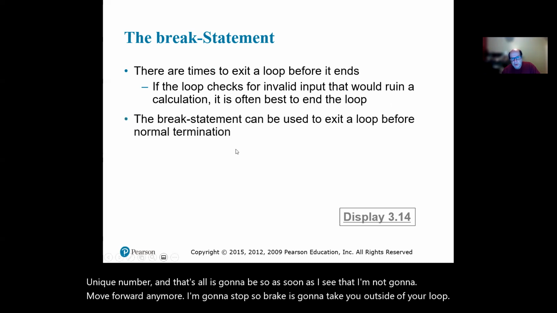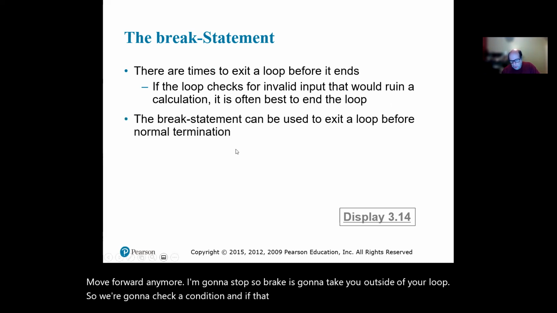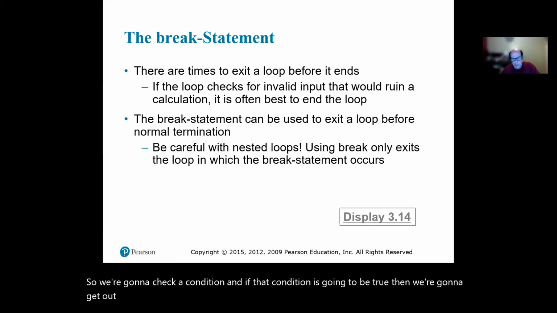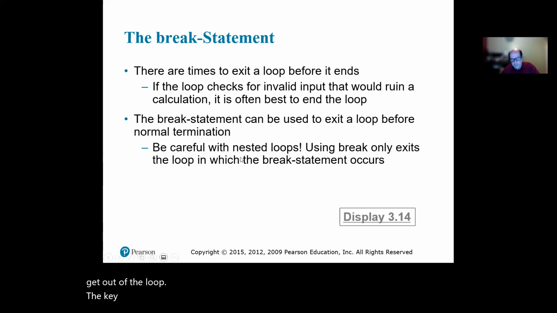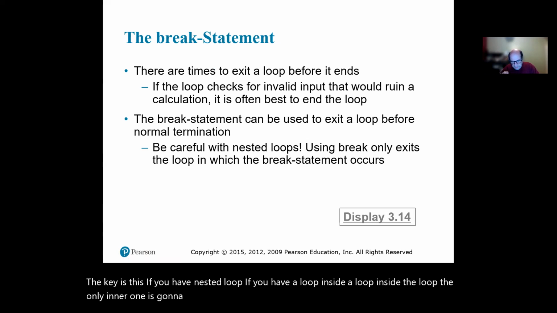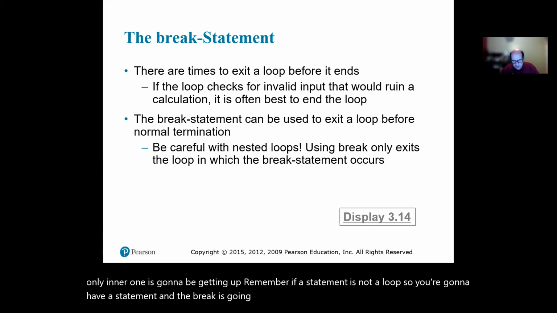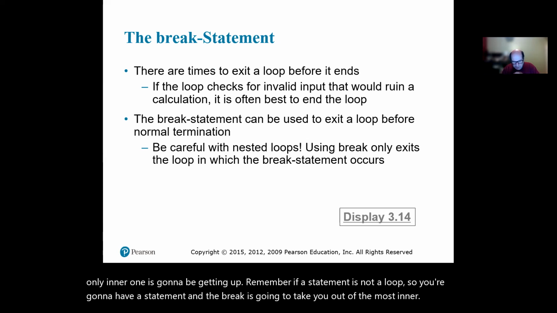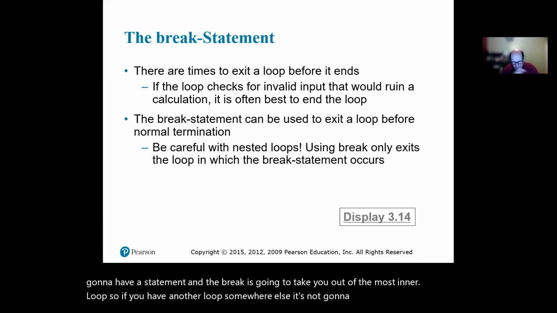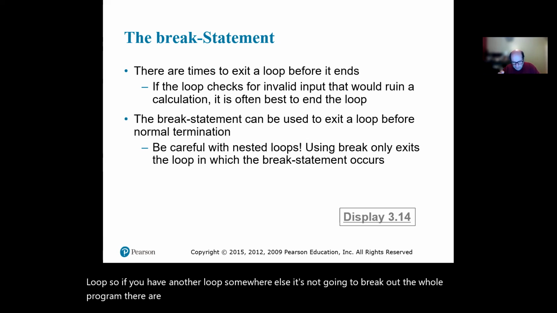So we're going to check a condition, and if that condition is true, then we're going to get out of the loop. The key is this: if you have nested loops, a loop inside a loop inside a loop, only the inner one is going to be getting out. Remember, an if statement is not a loop. So you're going to have an if statement, and the break is going to take you out of the most inner loop. If you have another loop somewhere else, it's not going to break out of the whole program. There are some commands to get out of your program, but this is just going to get out of a loop.